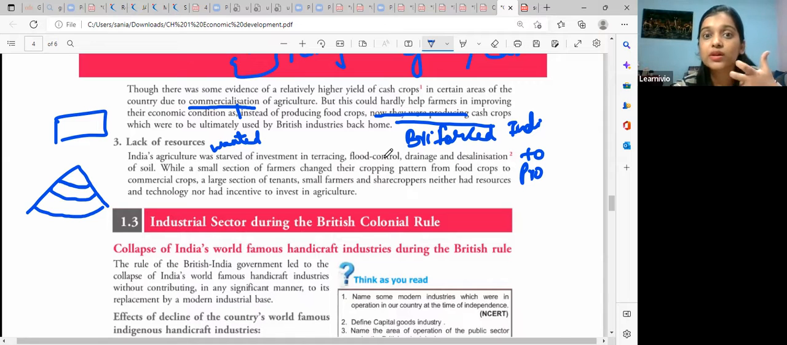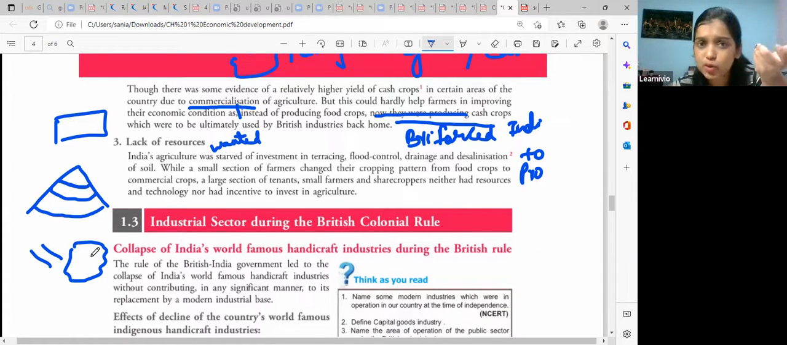Second, flood control. Most of the time there was so much rainfall that floods occurred, but no arrangement was made to control flood. Third, drainage, from where water goes away, right? Desalinization. What is salinization, ma'am? Basically, the water which we get from rivers is not pure water. It's mixed with salt, so that is salty water. When you use that water for irrigating, it will make your soil saline. So we want to desalinate it. Desalinate means convert it into normal soil, right? So in these fields, investment was needed: terracing, flood control, drainage, desalinization.